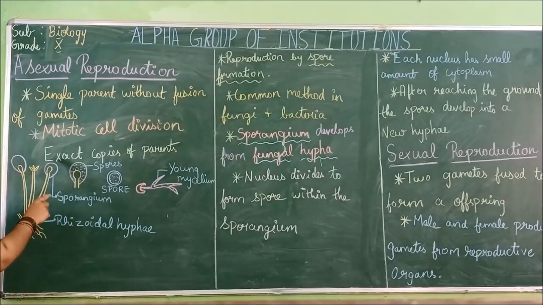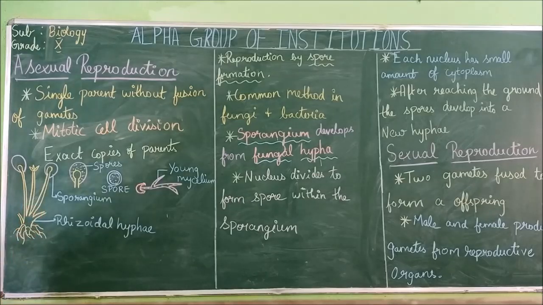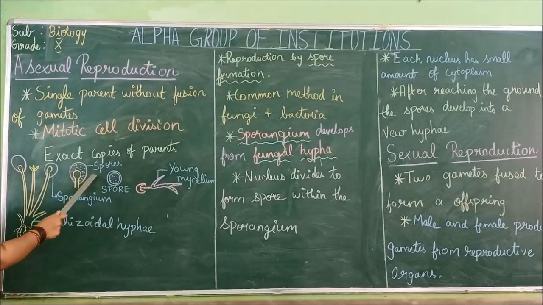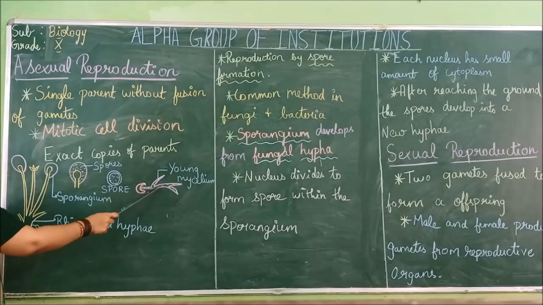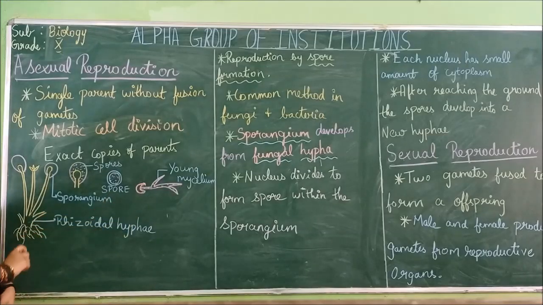Here we have a structure like this, the sporangium. In this sporangium we have these spores. I have taken a detailed diagram of this alone. Inside this sporangium, the spores will be present. This is each spore, a detailed diagram of a spore, and the young mycelium.